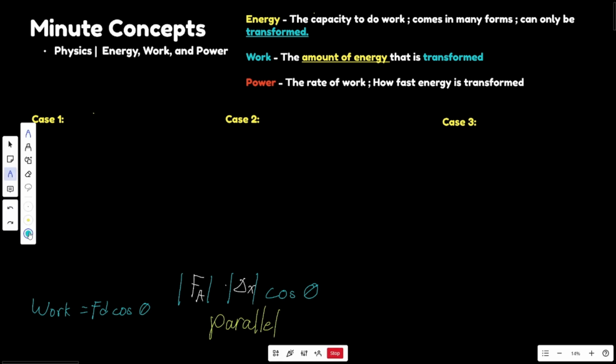When we have a force, let's say this is a box, and we apply a force to the box. Here, we apply a force. This is our force applied, and the box moves, let's say 5 meters to the right. We can see that the force applied and the displacement of the box are going the same direction. If they are going the same direction, that means work done is positive.